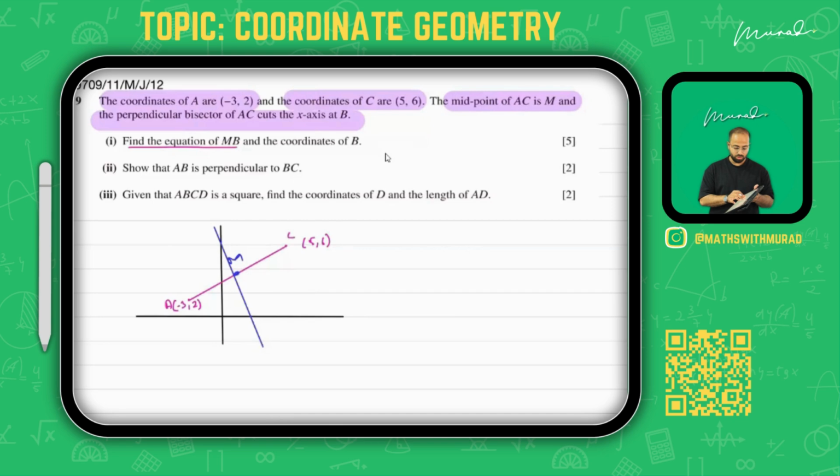Now, why is it called a perpendicular bisector? Because it is going through the midpoint of A and C. That's why this is called a perpendicular bisector, right? Now, when this perpendicular bisector goes through the x-axis, they are saying the perpendicular bisector of AC cuts the x-axis at B. So this is the point B over there. You need to draw the diagram and understand what they are trying to ask. If you are not drawing the diagram, then you have to visualize it.